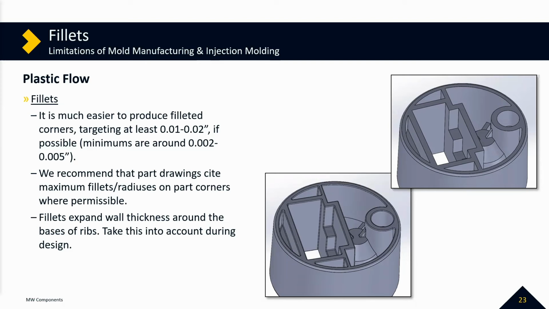Another thing is, a lot of part drawings will show 90-degree corners, and you can say in the notes maximum fillets or radiuses on part corners where permissible, and spec out, say, a maximum of 3 thousandth or 5 thousandth fillet right there. So one of the other things fillets, especially around ribs, are going to do is increase the localized thick sections around those ribs, as we talked about, and exacerbate those sinks that you see.